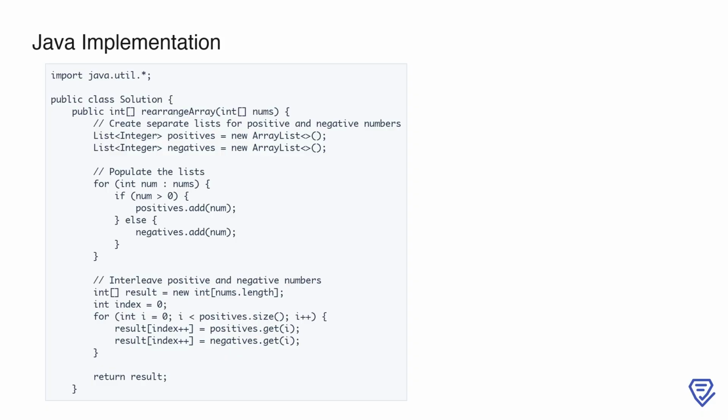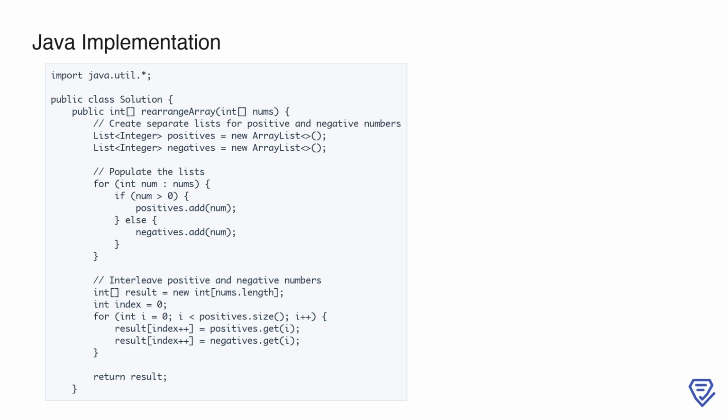These lists will store the numbers while maintaining their respective order from the input array. Once the lists are populated, we proceed to interleave the positive and negative numbers into the result array. To do this, we initialize an empty array named result with the same length as the input array and set up an index variable to track our position in the resulting array.